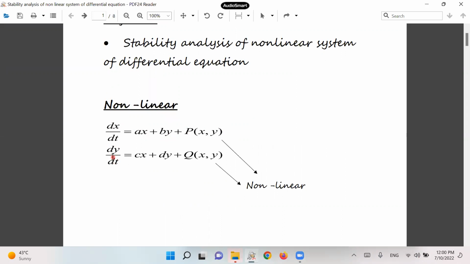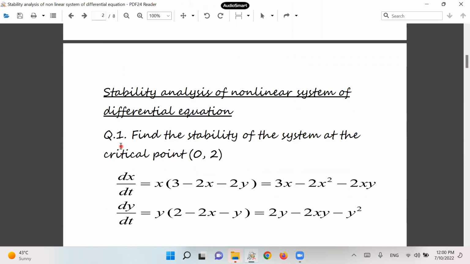Similarly, the second equation will be of the form dy by dt equals cx plus dy plus q of x, y, where q of x, y will be the term consisting of x as well as y variable, and this is the nonlinear term. Now, question number 1: find the stability of the system at critical points 0 and 2.